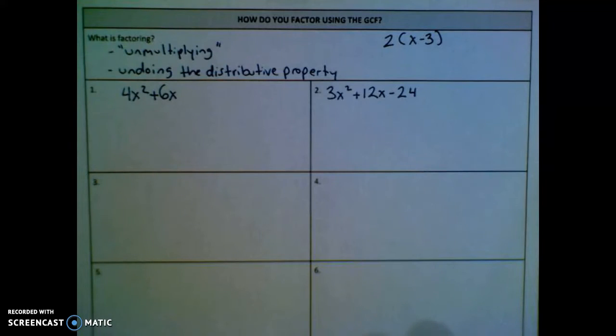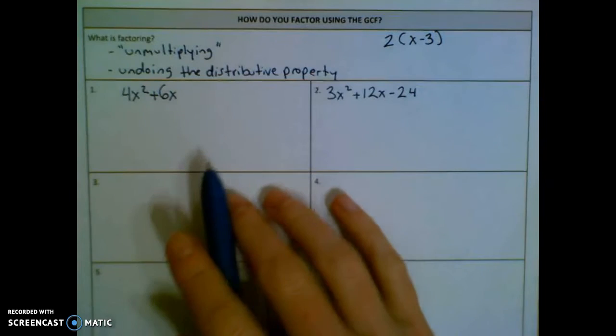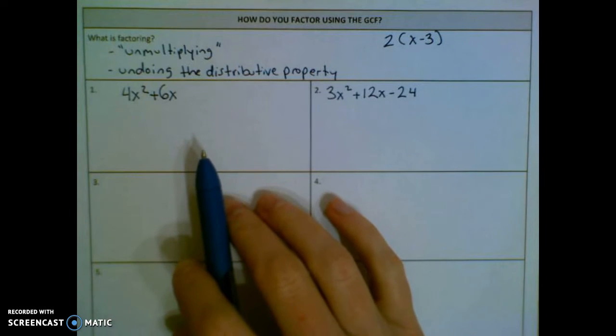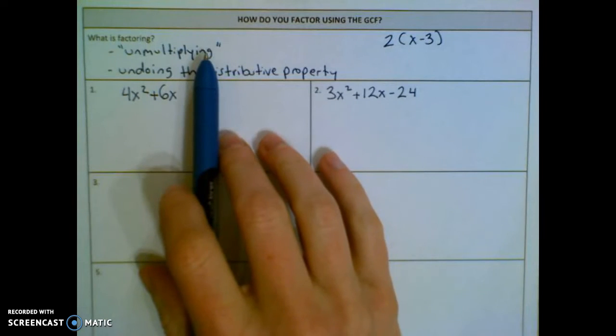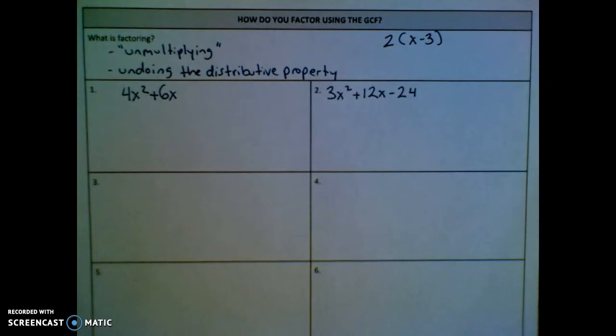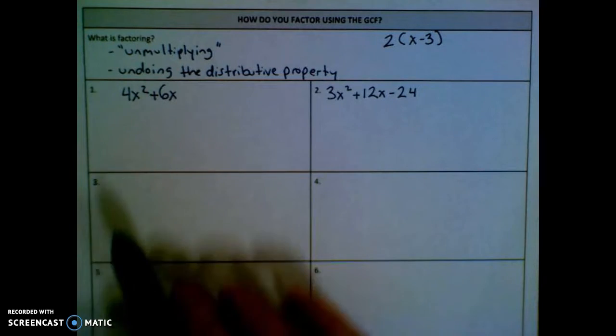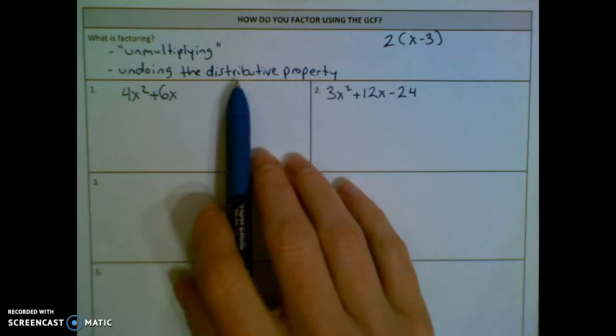So now that we have learned how to find the greatest common factor of all the terms, we're going to put that together. We're going to actually factor a polynomial. So what is factoring? Factoring is the unmultiplying of a polynomial. I'm going to be taking the polynomial apart and undoing the distributive property.